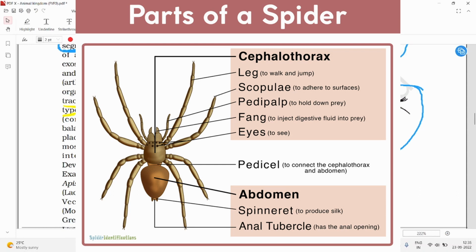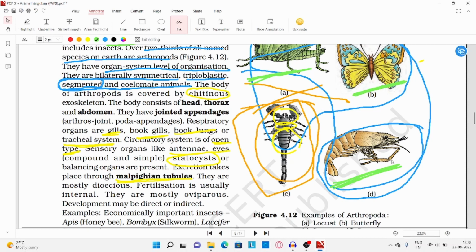Now respiration is by book gills, book lungs, and trachea. Sexes are usually separate, and males are often smaller. They are mostly oviparous. You know that spiders lay eggs, and some of them have larval stages. They are mostly predaceous. Now Mandibulata, I have already told you, they have one pair of jaws, mandibles, and three or more pairs of walking legs.